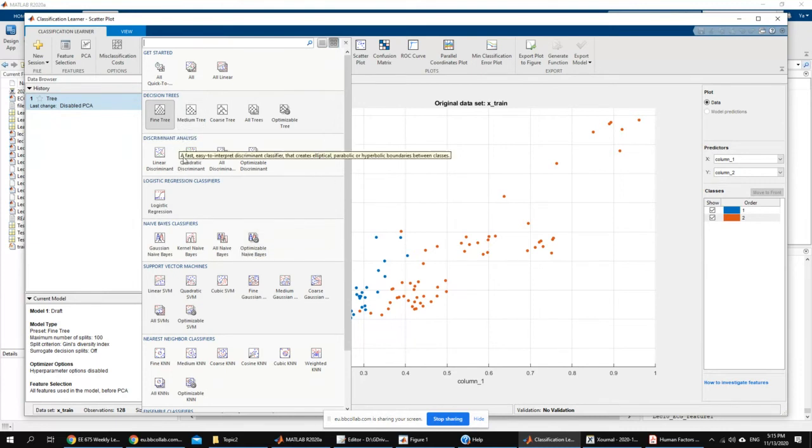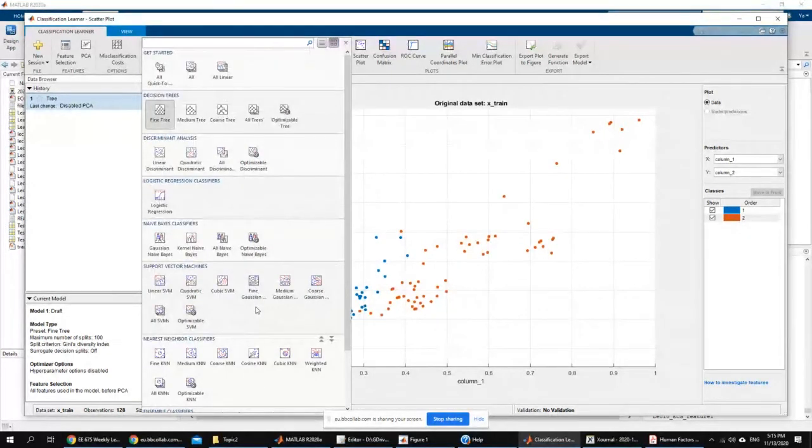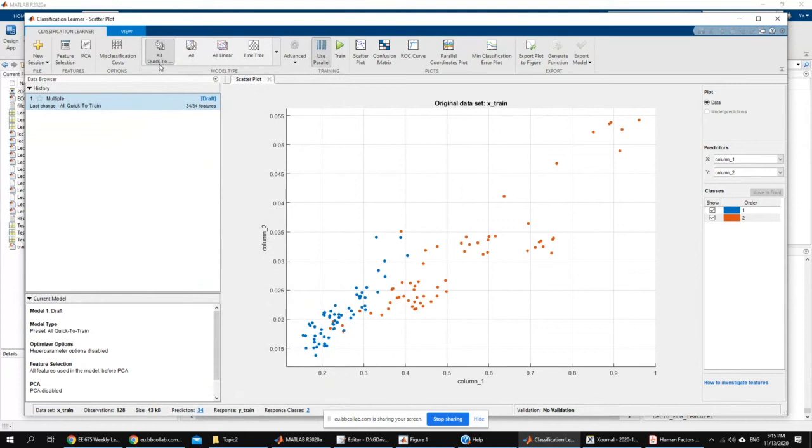So we have here decision trees, discriminant analysis, logistic regression, naive Bayes, support vector machines, the nearest neighbor classifier, the KNN, and ensemble classifiers. So basically you can choose all of them if you want to. But there is one convenient feature, which is to use what's called "all quick to compute." This trains the fastest classifiers so that you get a rough figure of what you have. So let's choose that, all quick.